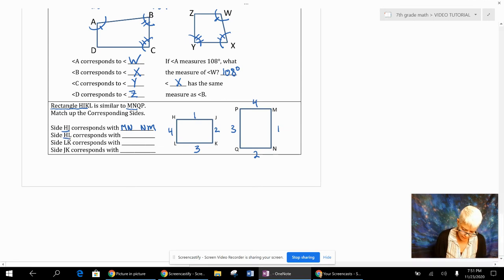HL, let's see, HL is number 4, so that's going to go with the PM. And I could write it both ways, but you don't have to. I'm just showing you so you don't wonder which direction you need to write those letters. It doesn't matter. LK, let's see, LK is number 3, so that's going to be with PQ. And JK, let's see, JK is number 2, so that's going to go with QN.